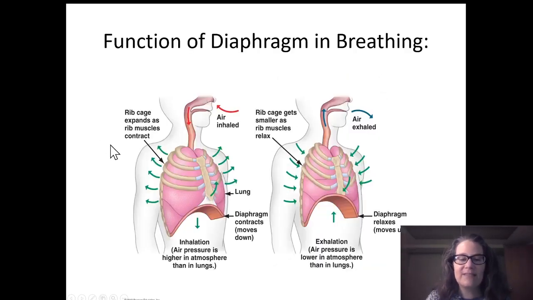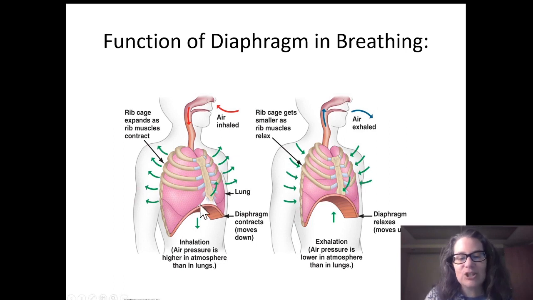Breathing works using this sheet of muscles down here called the diaphragm. The diaphragm is a sheet of muscles that we can contract and relax. And by contracting and relaxing the diaphragm, we can change the air pressure in and around our lungs. Air pressure wants to move from where it's highest to where it's lowest. And so we're going to utilize this kind of passive transfer of air in order to complete our breathing.